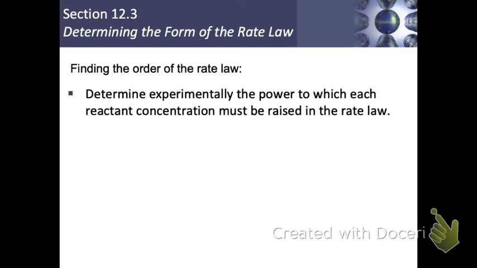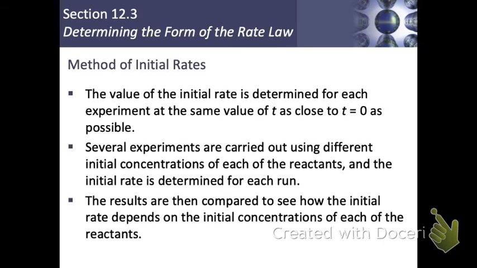Okay, this is the method we're going to use to figure out the rate law. We understand what a rate law is at this point, or we should be close. Now we're going to figure out how we can find the forms and the final rate law. The value of the initial rate is determined for each experiment at t equals 0, or as close to the beginning of the reaction as possible.